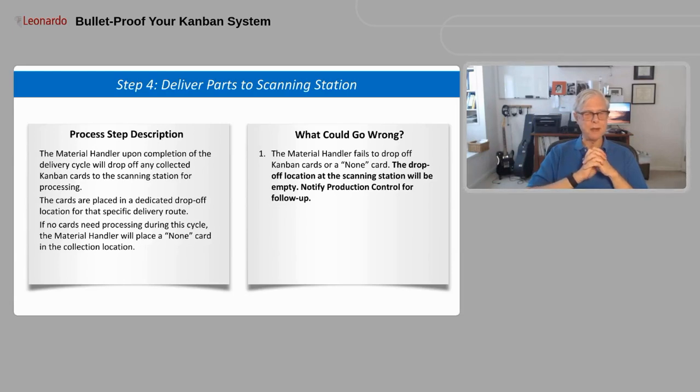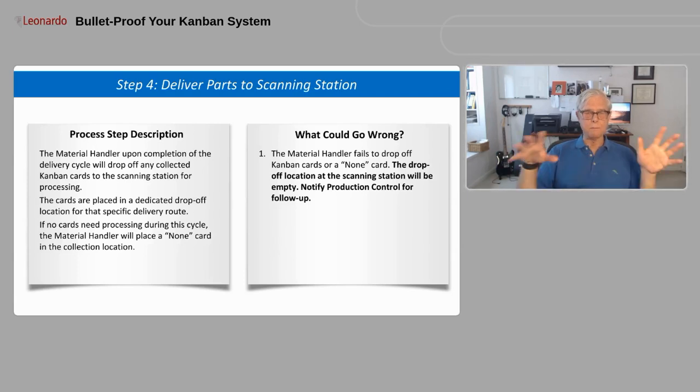If no cards need processing during that cycle, we're also going to signal to the scanning area, hey, there were no cards. Again, this would be extremely rare. I don't know when this would ever happen. But if there are no cards to be processed, then there would be a none card or none signal in that collection location, just so there's no confusion from the scanning station. Hey, how come there are no cards here? Because if there are truly no cards and there's no none card, then that is a problem. Somehow they didn't make it back here.